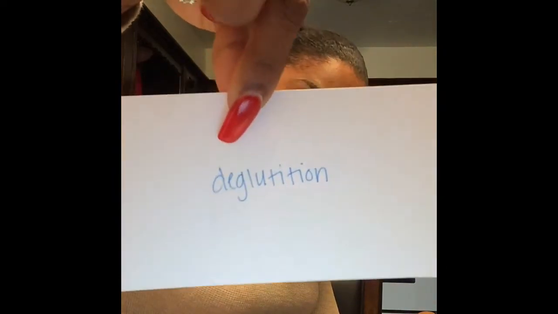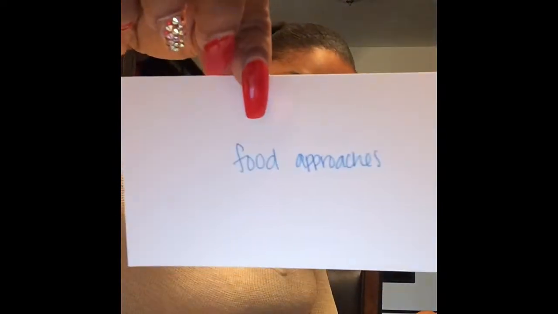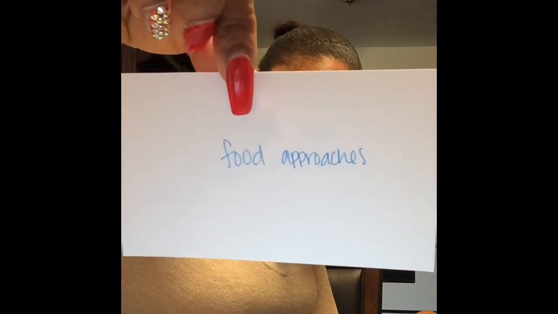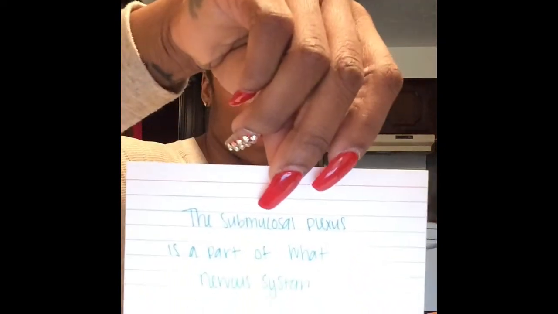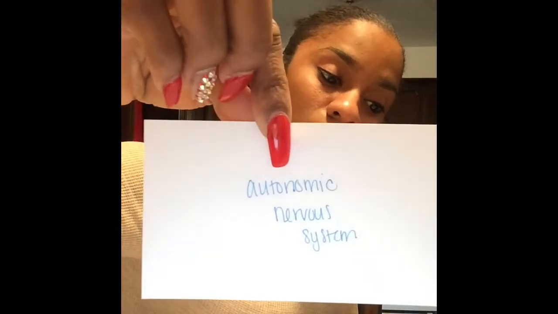Swallowing. What is another word for swallowing? Deglutition. Lower sphincter relaxes as food approaches. The submucosal plexus is a part of what nervous system? Autonomic nervous system. This covers all organs and walls of cavities when they're not open to the outside of the body. It secretes a slippery fluid. Serosa.